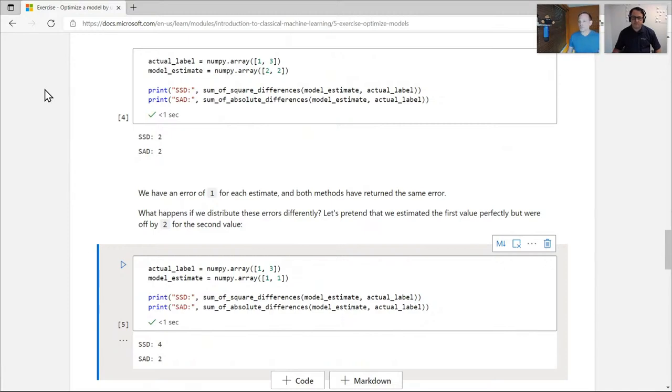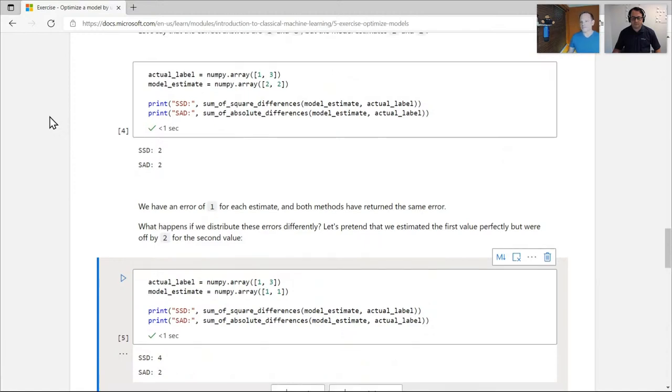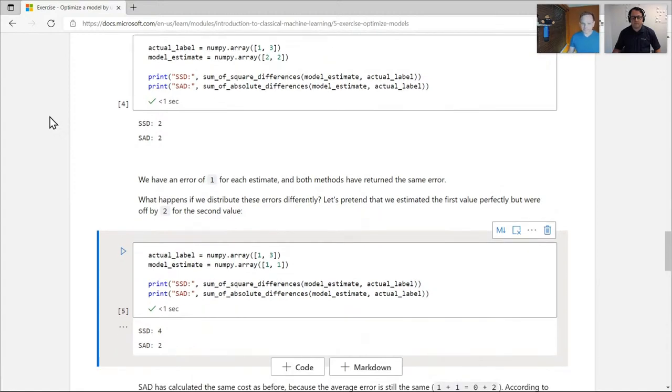For the sum of absolute differences, in this case we just take the absolute value of the difference. So 1 minus 2 is -1. The absolute value of that is 1. 3 minus 2 is 1. The absolute value is 1. So again, they sum to 2. So for that case, we have the exact same error. Now, by the way, why not just the sum of differences? The answer is because if we had one that was -1 and one that was +1, we wouldn't want them to cancel each other out, summing to 0 and making it look like there was no error.